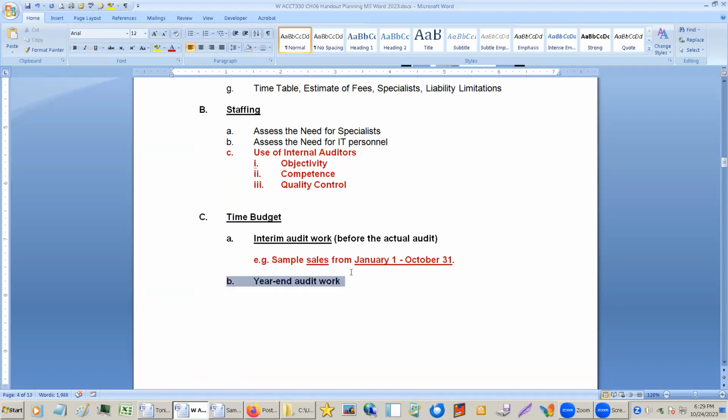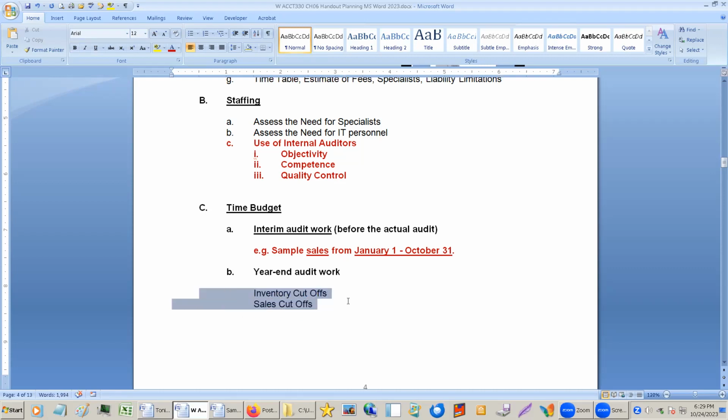And then year-end audit work, things like inventory cutoff. Inventory cutoff, sales cutoffs, those are probably the two biggest ones. Taking the inventory and then also looking at the sales when they cut off the sales.